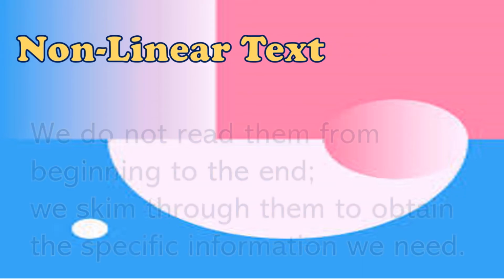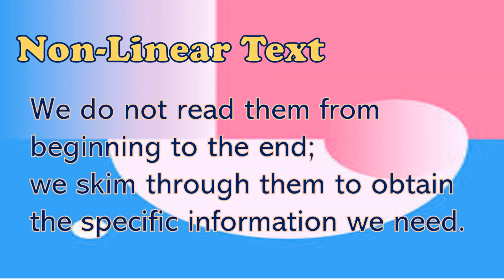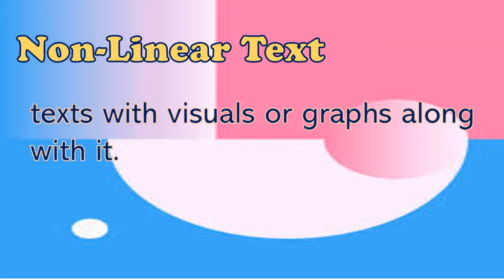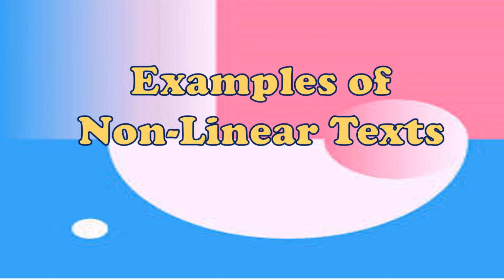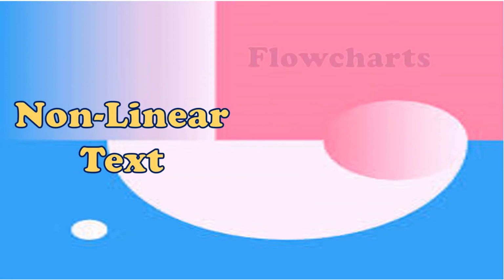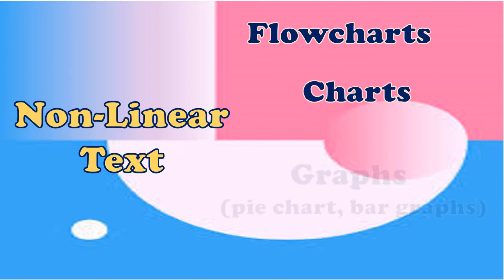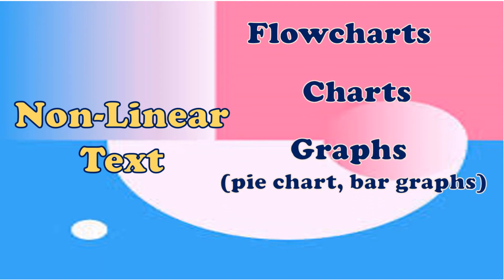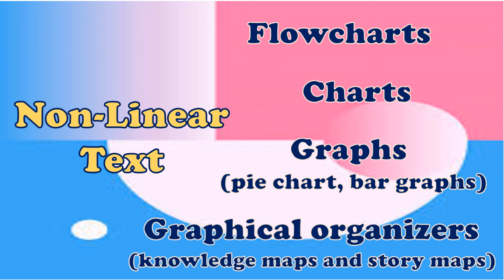With nonlinear text, we do not read them from beginning to end. We scan through them to obtain the specific information we need. We also consider text with visuals or graphs along with it. And here are the examples of nonlinear text: flowcharts, charts, graphs or pie charts, bar graphs, graphical organizers or knowledge maps, and story maps.